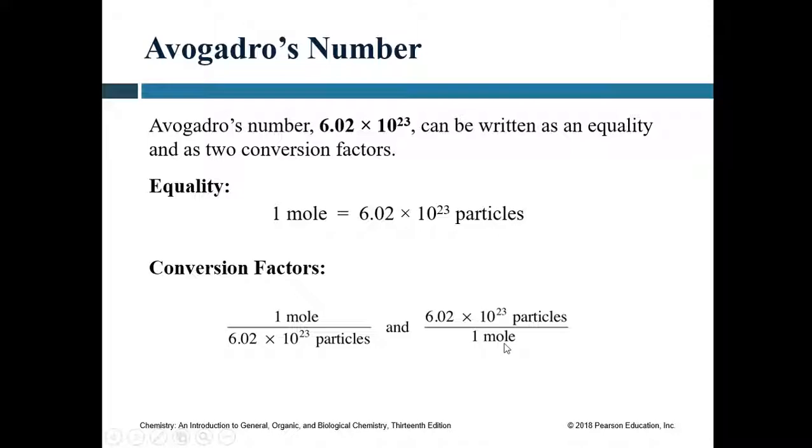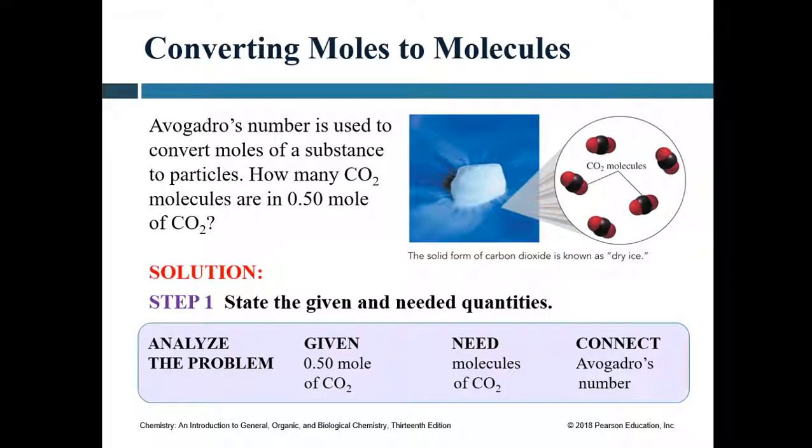So I'm hoping you can see what the next step is going to be. We're going to use this in our dimensional analysis, which is we've got to figure out which label is going to cancel out in order to know which conversion factor to use. So here we go. Avogadro's number is used to convert moles of a substance to particles.